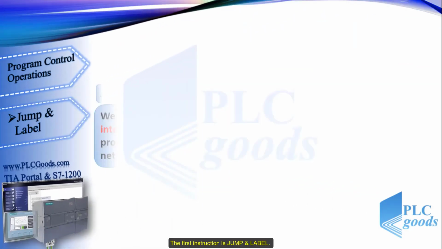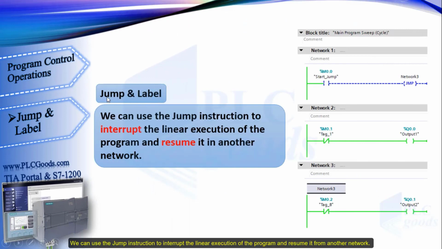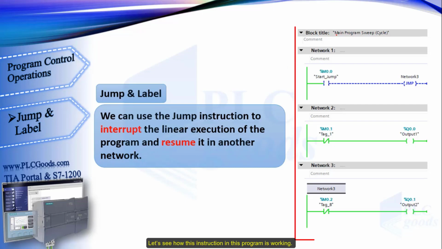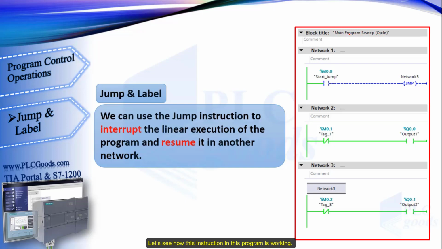The first instruction is jump and label. We can use the jump instruction to interrupt the linear execution of the program and resume it from another network. Let's see how this instruction works in this program.